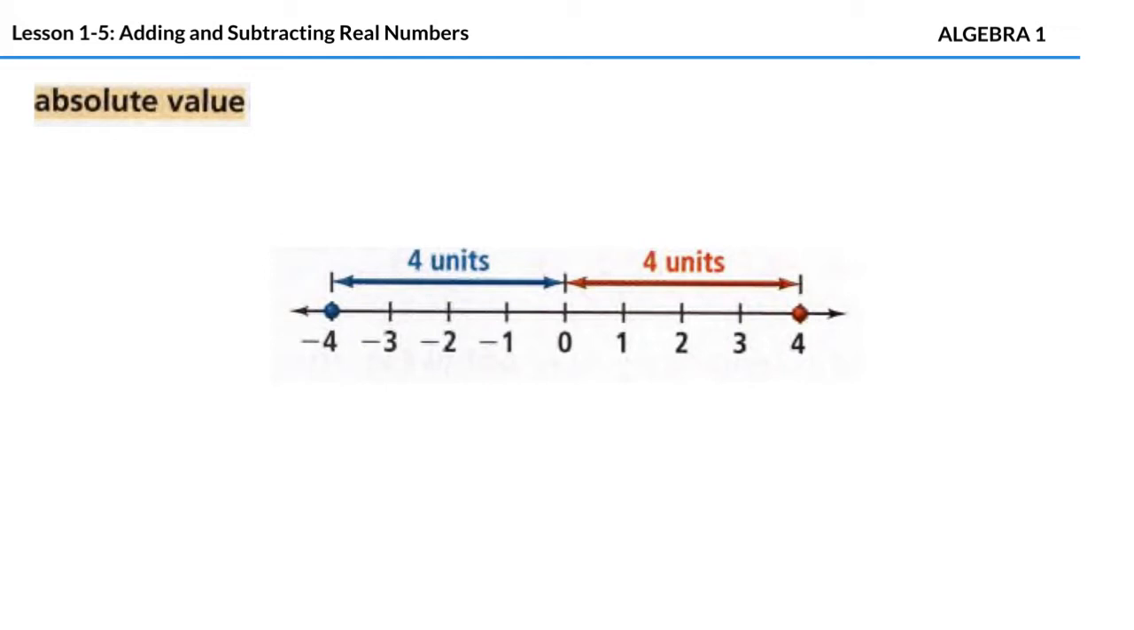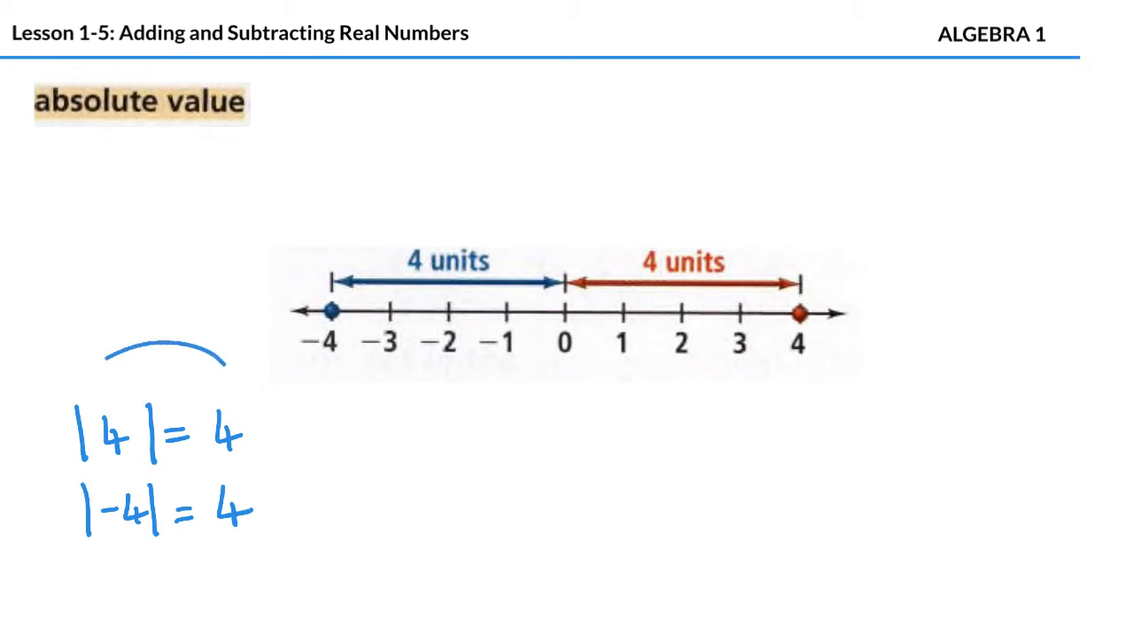So absolute value is nothing but the distance of a number from 0. And how do we write that? We write it with a notation called absolute value between these two bars. So what is the absolute value of 4? In other words, the distance of 4 from 0. It is 4. What is the absolute value of negative 4? It is still 4. Because the distance of negative 4 from 0 is 4.